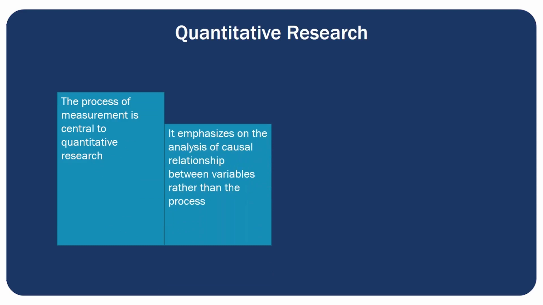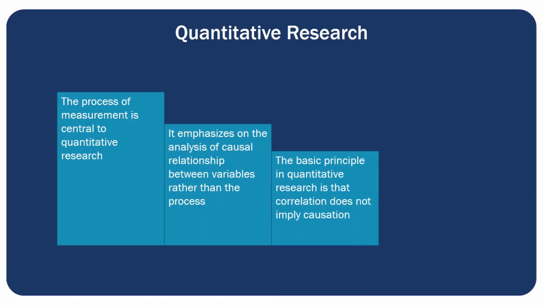The emphasis is on analysis of causal relationships. What kind of causal relationship exists between variables rather than the processes? Because here the emphasis is not on processes, but on the kind of relationship that exists amongst a set of variables. We talk about different types of variables, like dependent, independent, extraneous, or other kinds of variables.